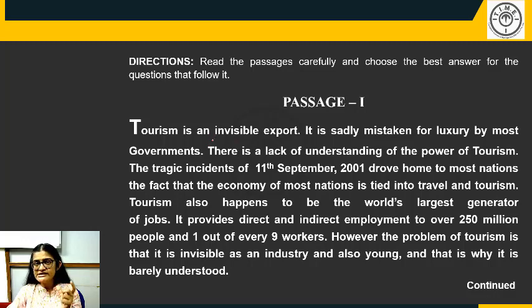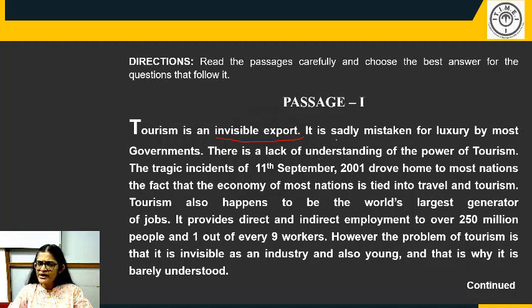Now, when you see usages like this, don't just go with the flow. Ask yourself if you understood. Take a few seconds to really understand what the author is saying. Invisible export. Why? Obviously, it's not invisible. Tourists are not invisible. But tourism is not generally considered an export. But it is a practice where from each country you send people abroad, people go abroad, right? So in that sense it is an invisible export. Okay, it is sadly mistaken for luxury by most governments.